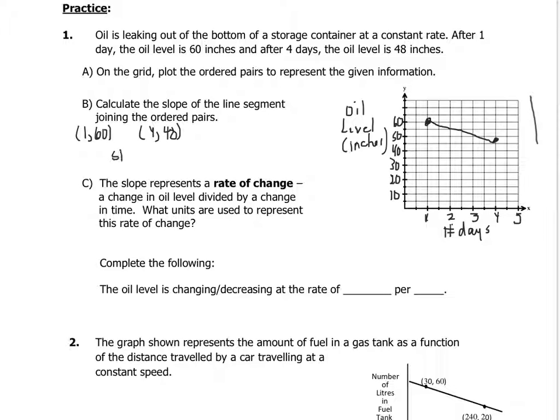So therefore the slope would be 48 minus 60 over 4 minus 1, which is negative 12 over 3, which is negative 4. And the top part of our slope, the rise part of our slope, is inches. And the bottom part of our slope is in days. So it's negative 4 inches per day, which means it's losing 4 inches per day.